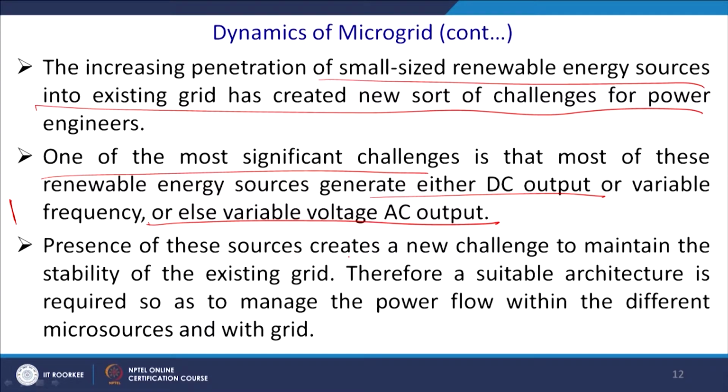Presence of these sources creates new challenges to maintain the stability of the existing grid, because you know that in case of the synchronous generator, it will inject the power to the grid at a constant voltage, but it is unlikely in case of the microgrid. So, solar will give you the voltage depending on its irradiation. Therefore, a suitable architecture is required so as to manage the power flow within the different micro sources within the microgrid.